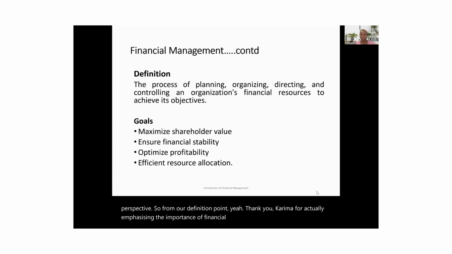So from a definition point, so that we are all clear on what financial management is, this is a process, meaning it is not an activity. It takes time. It is continuous. It is a process of planning, organizing, directing, and controlling an organization's financial resources to achieve its objective. So financial management is aimed towards achieving a particular objective. For you to achieve that objective, you must be able to plan, organize, direct, and control the financial resources.